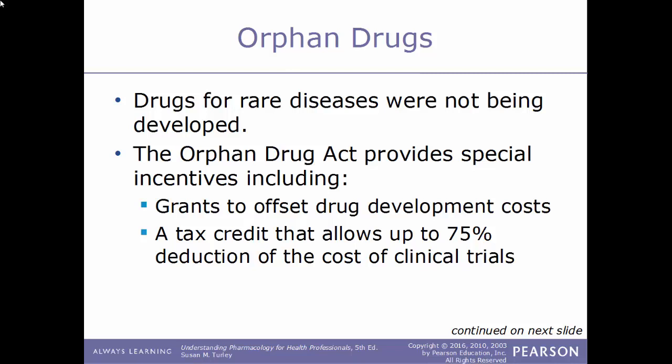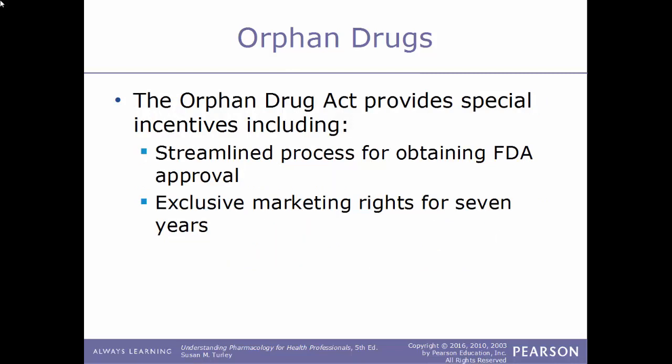So in order to get a drug company to invest a lot of time and a lot of money into a drug that won't have that many customers, laws were passed to help encourage this type of research. The grants to offset the cost it would take. Tax credits to help to offset the cost of the clinical trials. In addition to those, the Orphan Drug Act also provides special incentives, including a streamlined process for obtaining FDA approval, and also the exclusive marketing rights for 7 years. Okay, so rare diseases like ALS, or Huntington's disease, or muscular dystrophy, there's now more of an incentive for drug companies to research those diseases because they will get some financial benefit.